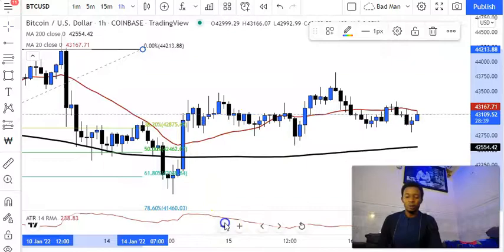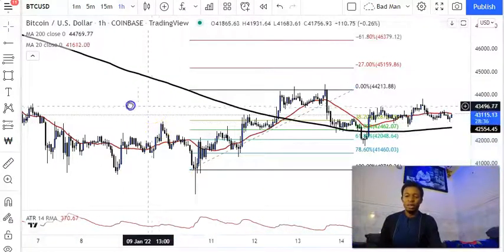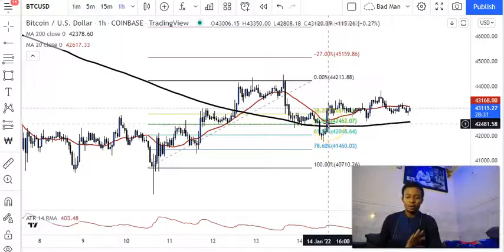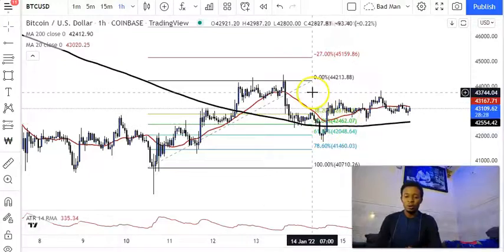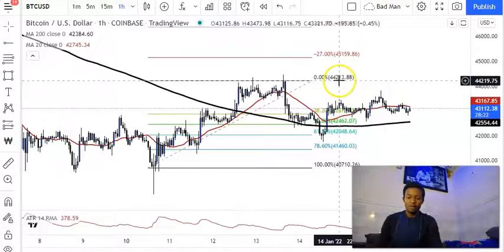Now where should we be looking at leaving this market with our complex pullback trading strategy? Definitely after getting this entry and the market is playing out according to how you planned it, you'll be looking to secure some profit at this level here, this high level here, which is 44213. This is the highest level it went to.